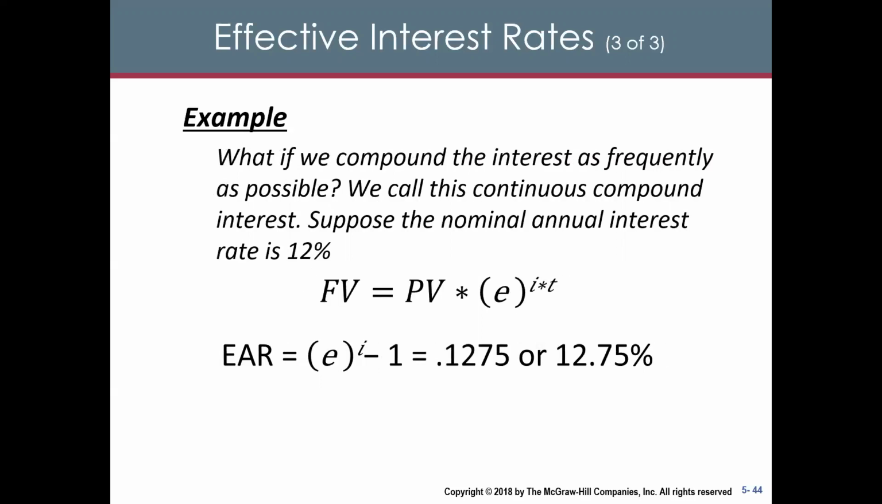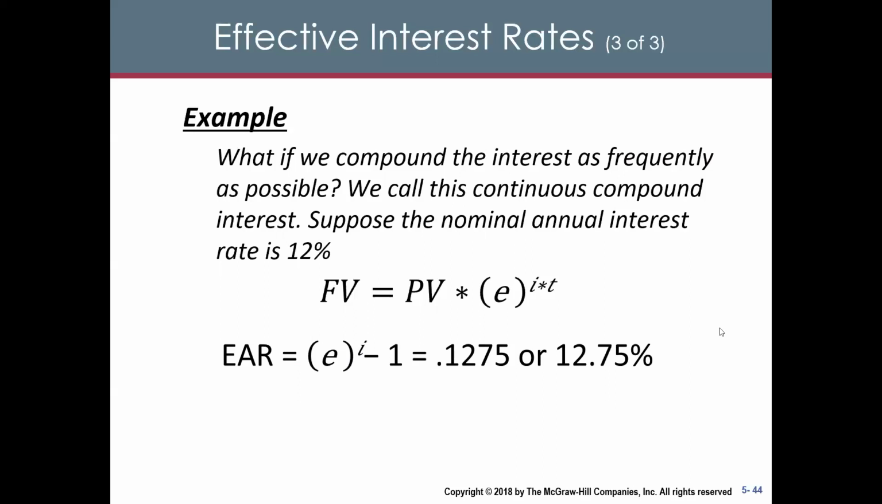Next, what if we compound the interest as frequently as possible? We call this continuous compound interest. Suppose the nominal interest every year is 12%. In this example, you can use math to deduce the results, but I don't expect that from you. So for simplicity, I will just give you the formula. The effective annual interest rate for continuously compounded interest is just e to the r minus 1, where e is the natural base and the rate is the annual interest rate, which is 12%. So you get e to the 0.12 minus 1, and that gives you 12.75%. So if you compound as frequently as possible, that gives you the highest effective annual interest rate.